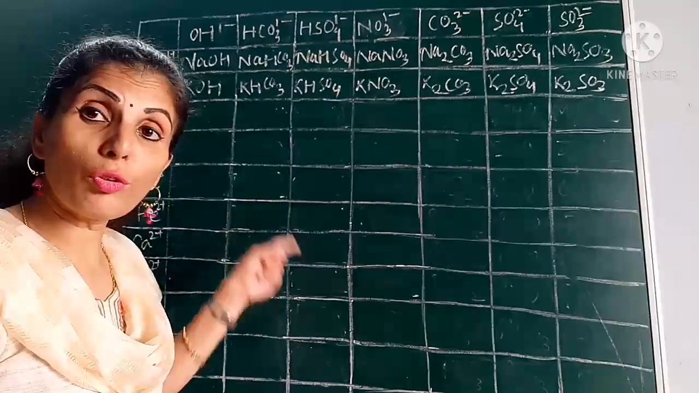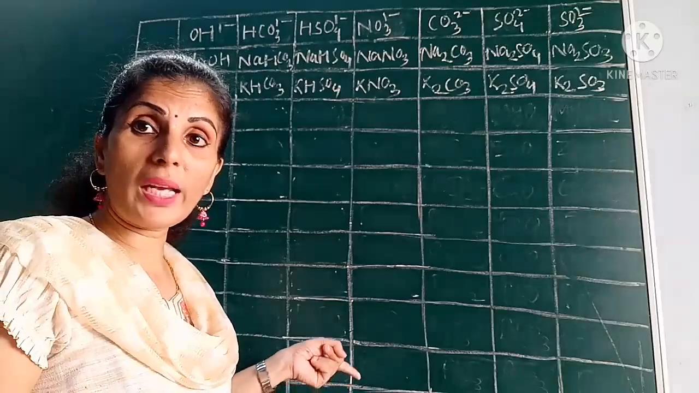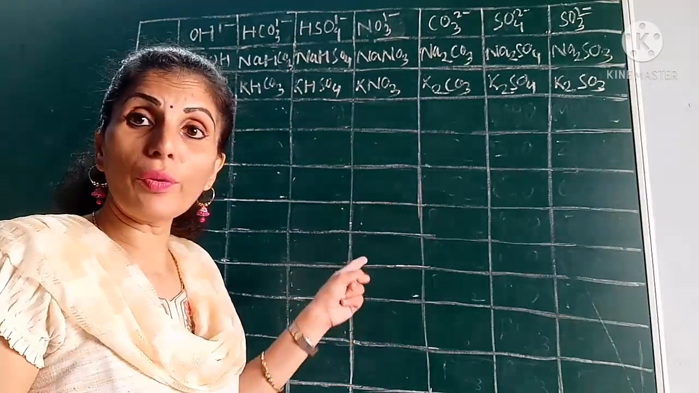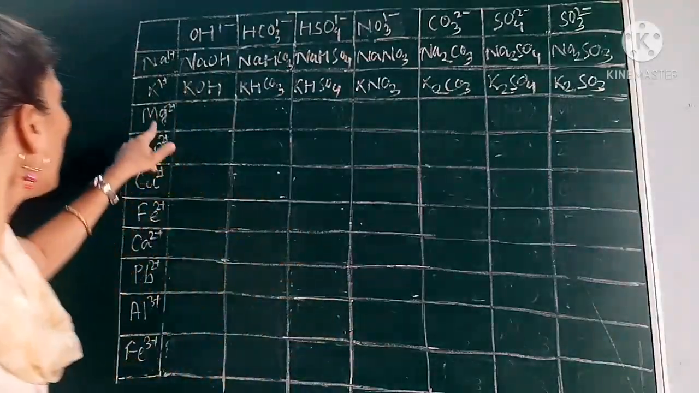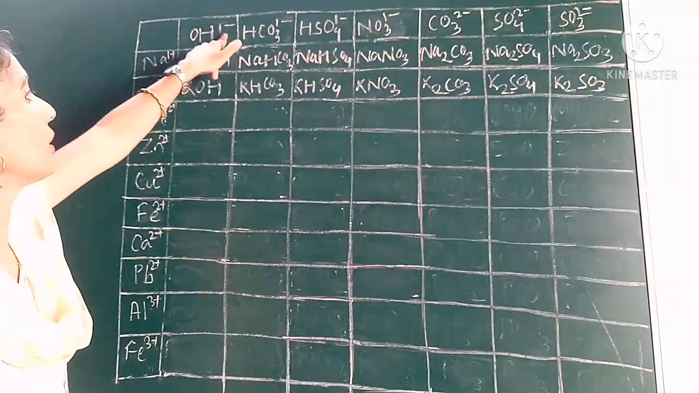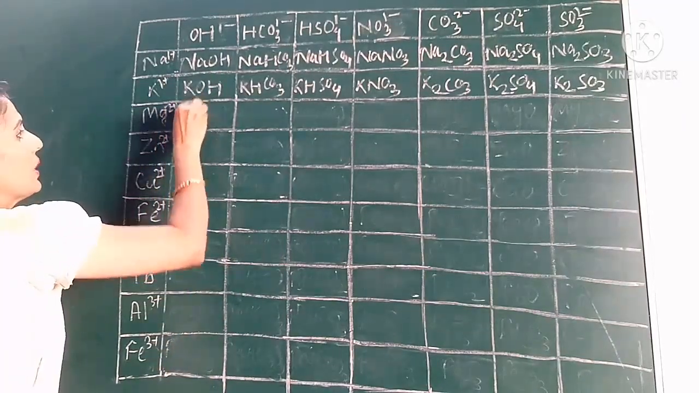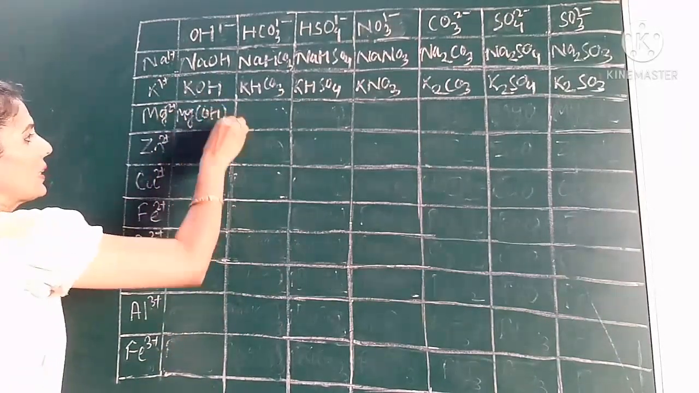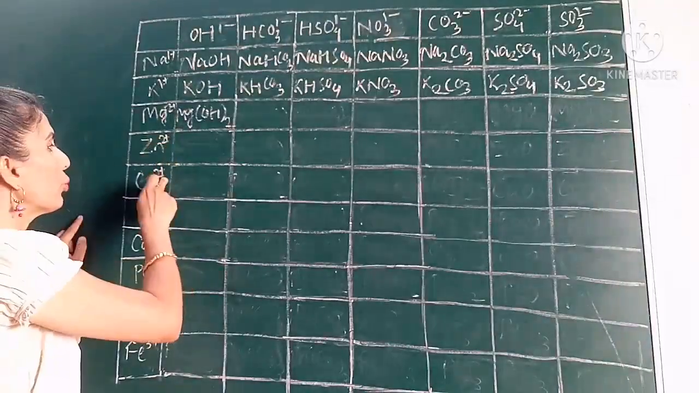Now go to the two valencies of the metals. I have written it sequentially, guys, so it will be easy for you. If you write one compound, then you can write others also. So Mg 2 plus, here 1 minus, so that's why it is exchanged. So it will turn as Mg(OH)2, magnesium hydroxide. Like this you can write zinc and others that also have the two valencies.